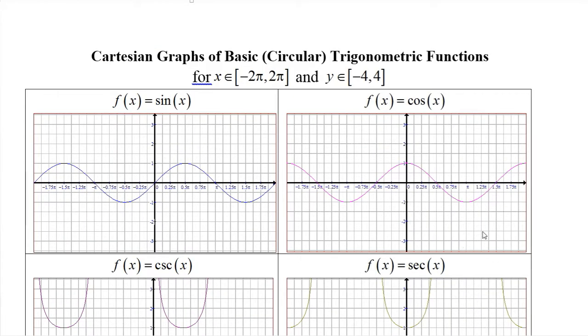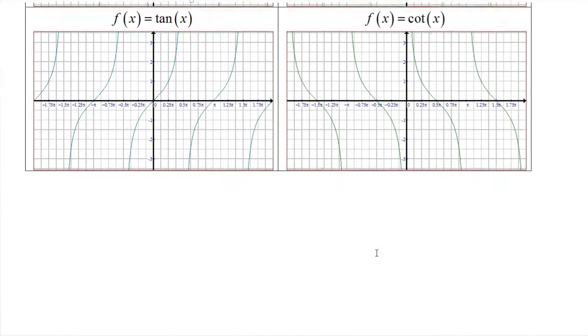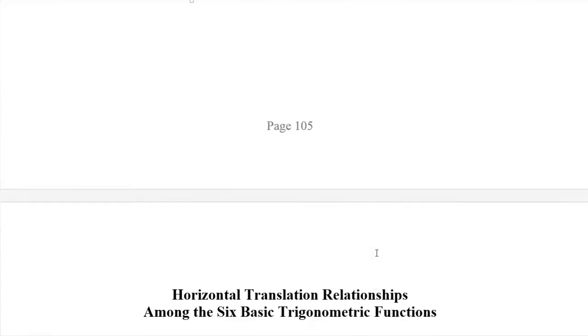Okay, continuing on, here is a couple of periods, or four for tangent and cotangent, and 2 periods for the others. And these are all using the same window from -2 pi to 2 pi and from -4 to 4 for x and y respectively. This is not necessarily a square scale here. Okay, but anyway, here's sine, cosine, cosecant, secant, tangent, and cotangent. So just a quick side-by-side of all 6 of the basic ones.